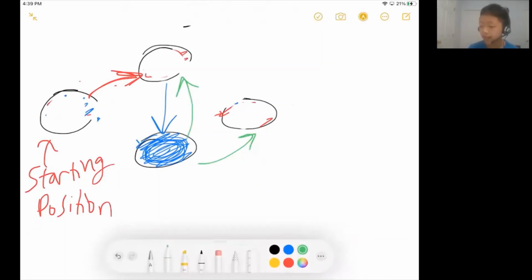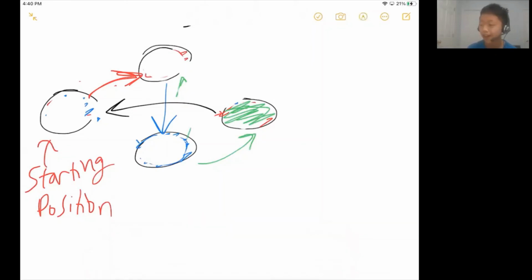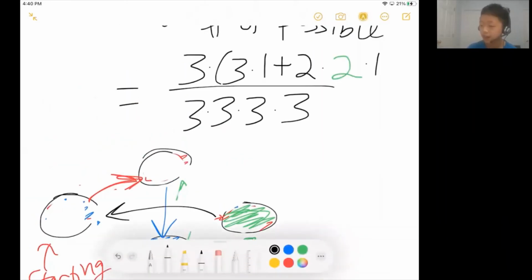So let's say the cricket hops to this lily pad here. Now it's used 3 of its moves and it has to get back to its starting position on its 4th move. So it has only one choice. It has to hop back to its original position. It's forced to do that. So there's only one way to do that, times 1. That represents the number of successes.